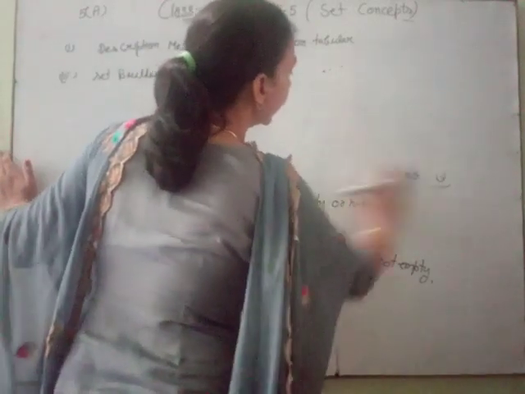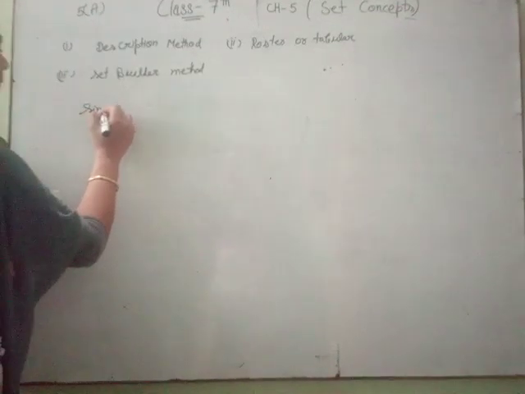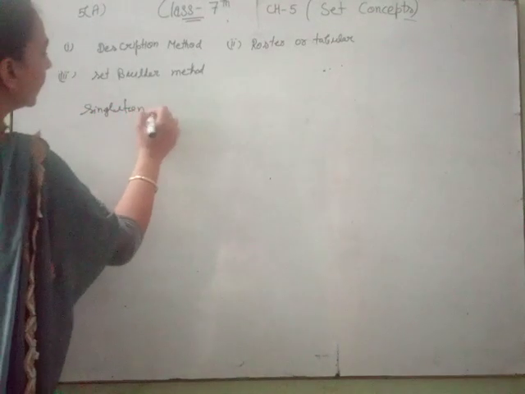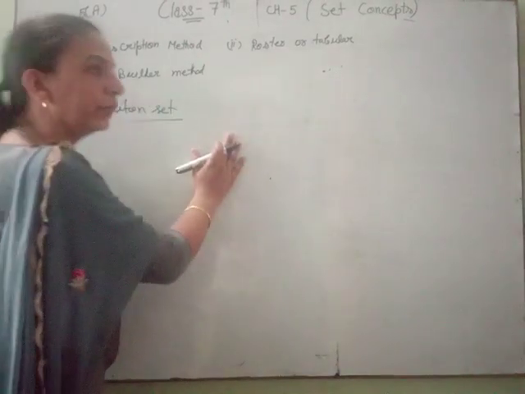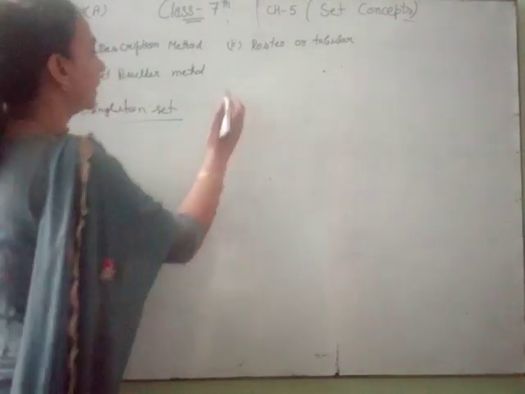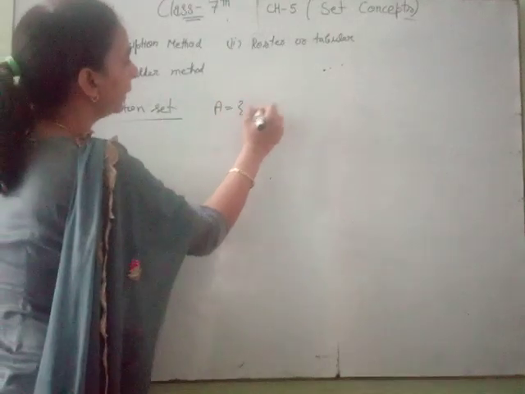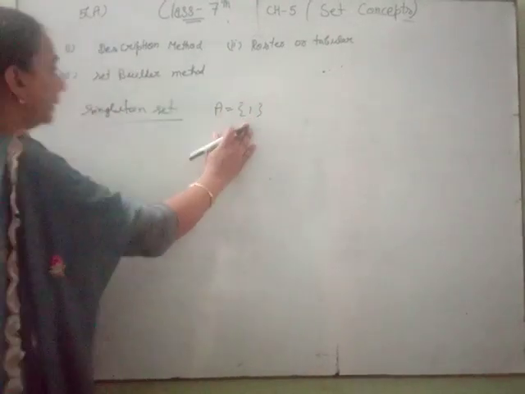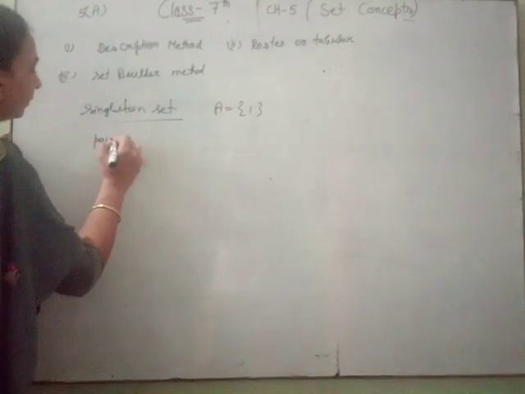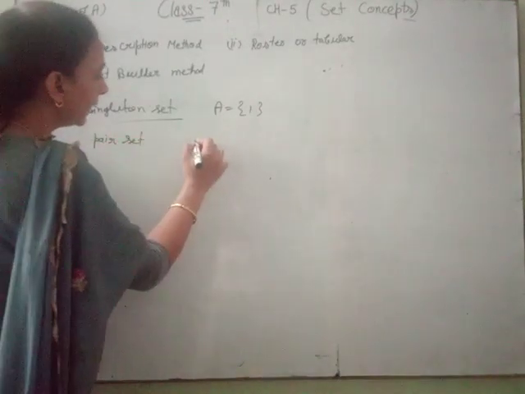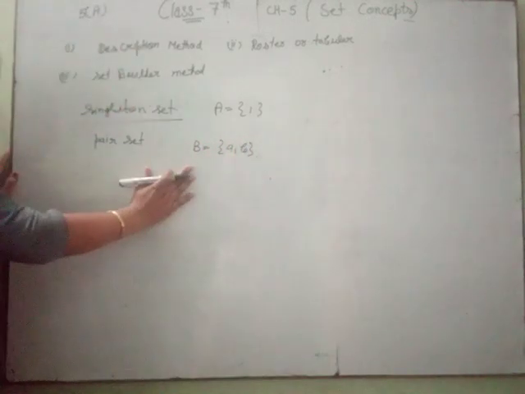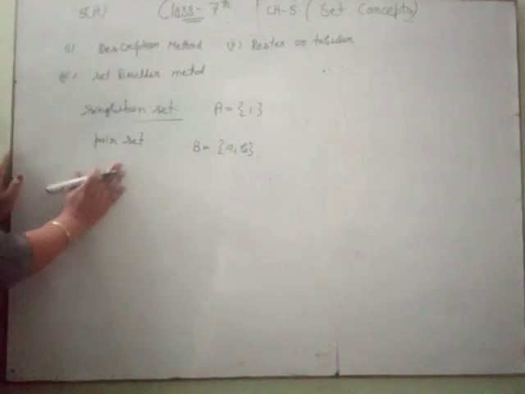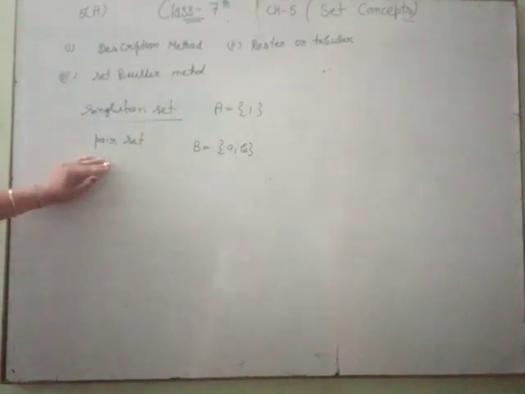Next is the singleton set. What is a singleton set? If any set has only one member, that is a singleton set. Let A be the set. If we write A = {a}, this is a singleton set. Next is the pair set. If any set has two elements, a and b, then this is a pair set. Two elements, then this is a pair set.